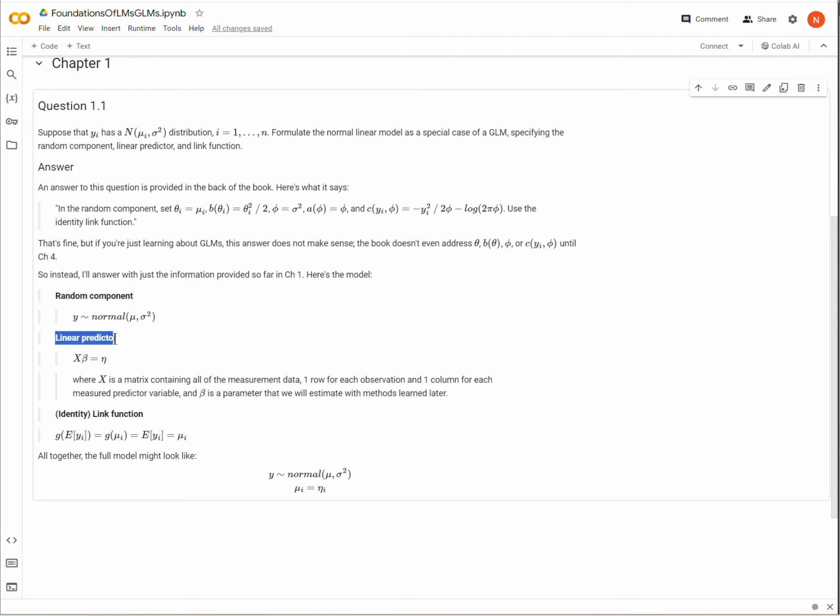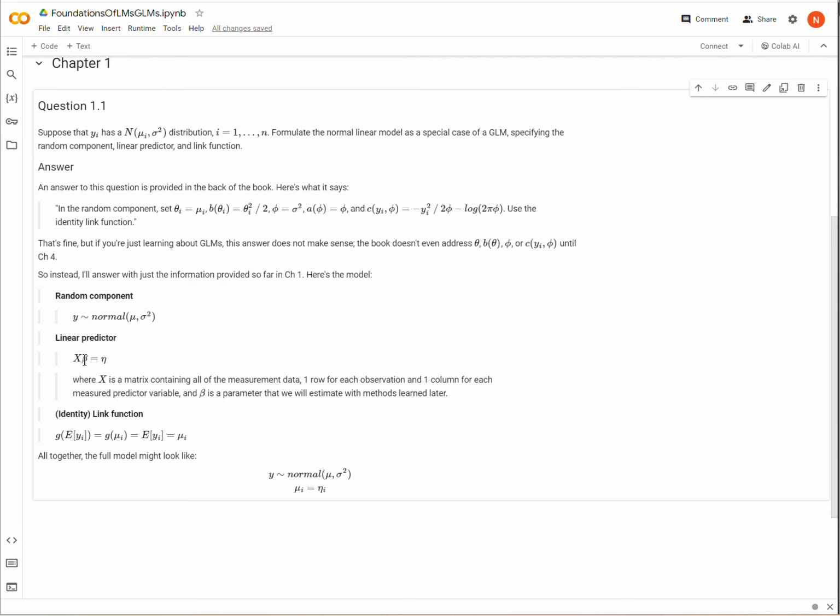Okay, so now we have the linear predictor. A linear predictor is generally going to be written like this: X beta, and sometimes this will just get shortened to eta. This little symbol here is called eta. So X beta equals eta. Sometimes I'll just use eta for shorthand.